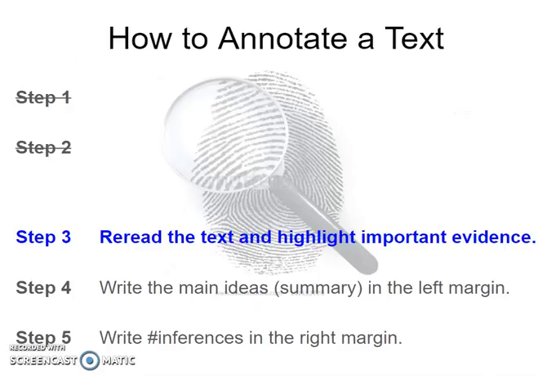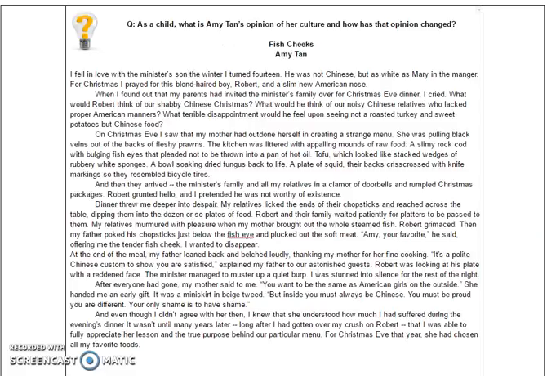Now that you have your question, read again and highlight evidence that will help you answer this question. Your second read-through should be much more detailed, and you want to look for the best evidence to help you answer the question. As I read through again, I'm going to look for clues that indicate how Amy Tan feels about her culture.